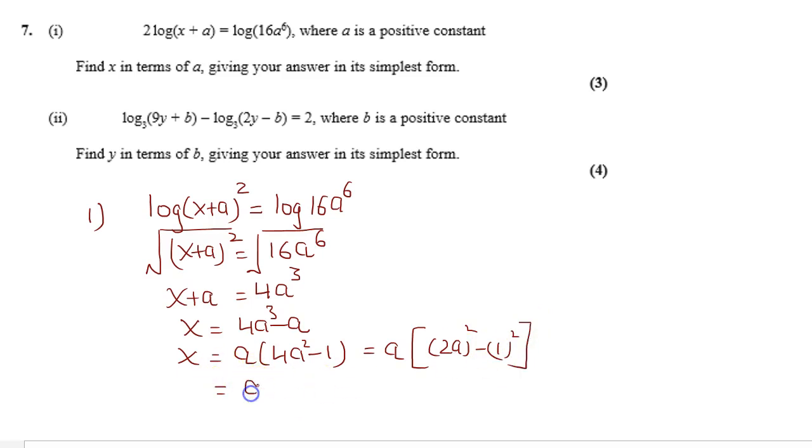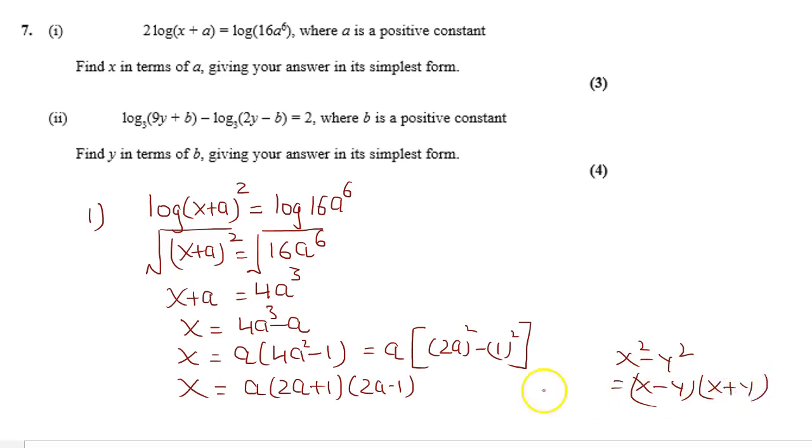So the value of x will be a(2a + 1)(2a - 1). We have used the formula x^2 - y^2 is equal to (x - y)(x + y). So this (2a)^2 - 1 is (2a + 1)(2a - 1). This is the value of x in terms of a.